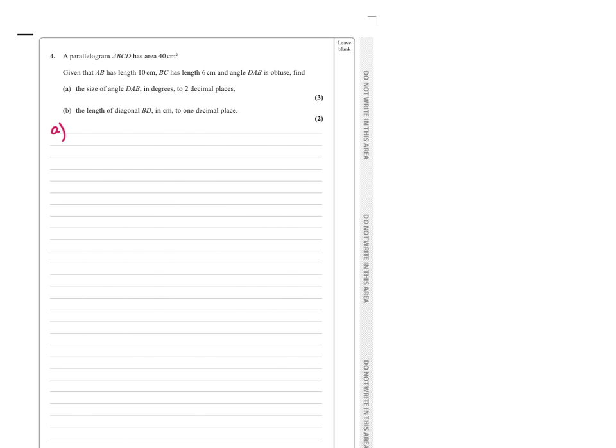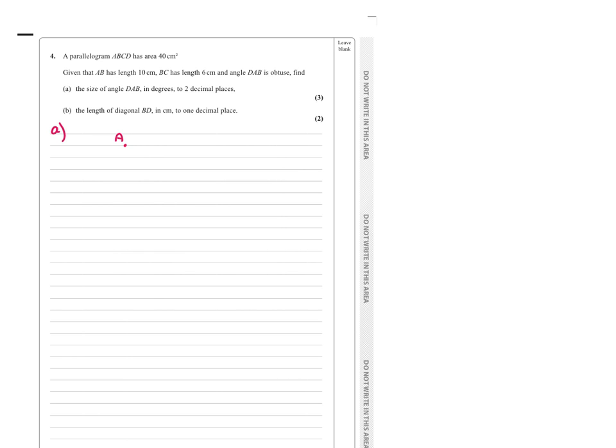Okay, a parallelogram ABCD has area 40 centimetres squared. Given that AB has a length of 10, BC has a length of 6, and angle DAB is obtuse, find the size of angle DAB in degrees to 2 decimal places. First of all, I cannot work this out without drawing it. I have to draw it. So we know it's a parallelogram.